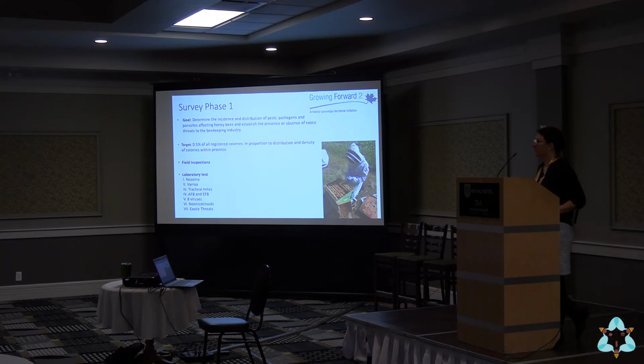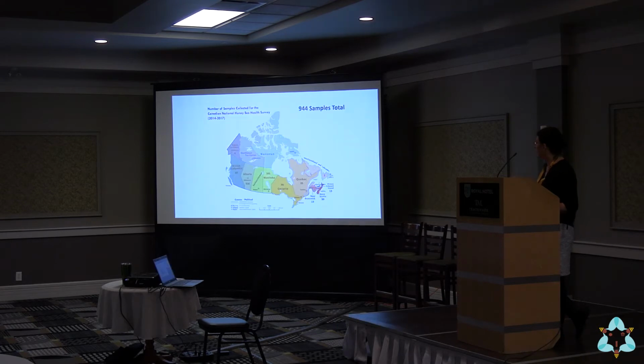So Nosema, Varroa, Trichomoniasis, American foulbrood, European foulbrood, and 8 viruses. In the last year, we also tested for neonics in bee bread and for exotic threats. Those are threats that are not in Canada or are expected not to be in Canada. So Laelaps mites, Apis cerana, Africanized honeybees, and that kind of stuff. So we test for that.